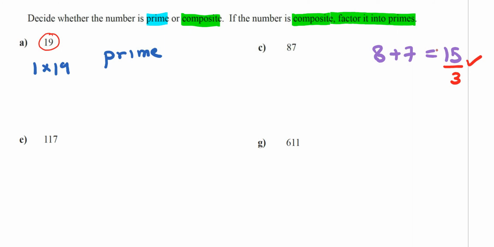So if I find a number greater than 1 that divides the number, it's a composite number, right? So this one's a composite number. And then let's go ahead and factor this into its primes.